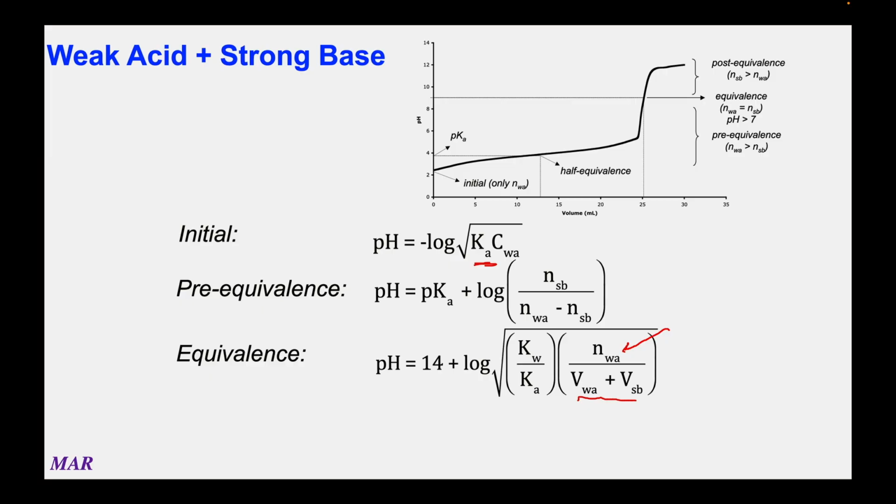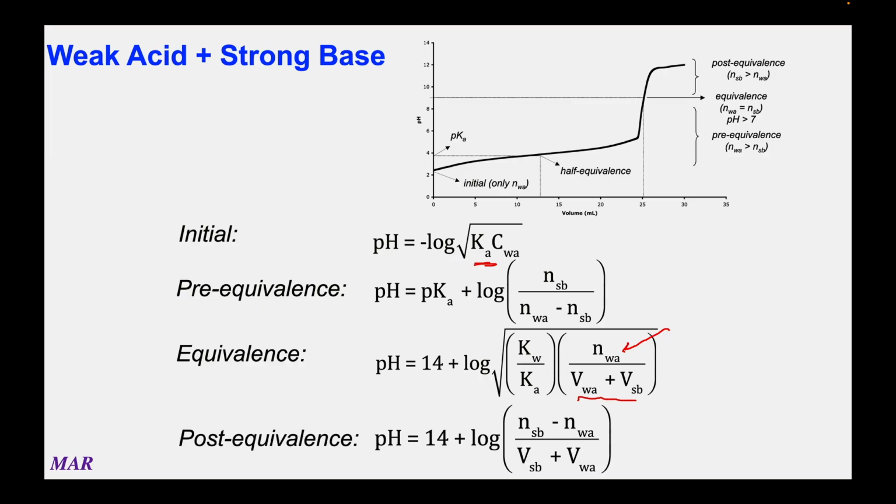And then finally, at post-equivalence, you have a strong base left over. This looks a lot like the post-equivalence for strong acid, strong base, except instead of subtracting moles of strong acid, you're subtracting moles of weak acid, and of course adding volume of weak acid instead of volume of strong acid. But very similar. That's where the strong base dominates, and you're good to go.